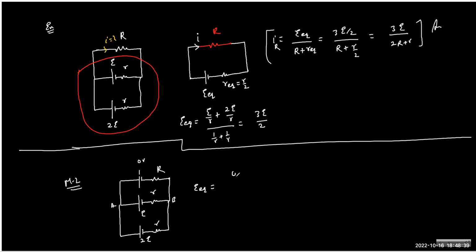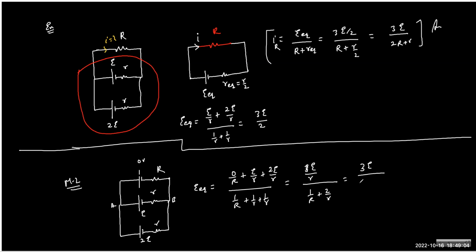So can we write this as 0 by R? Yeah. E by R, 0 by R plus 2E by R, upon 1 by R plus 1 by R plus 1 by R. Yes. This is again 3E by R upon, and this is 1 by R plus 2 by R. We have to take the LCM, right? Now this is the potential across A and B.